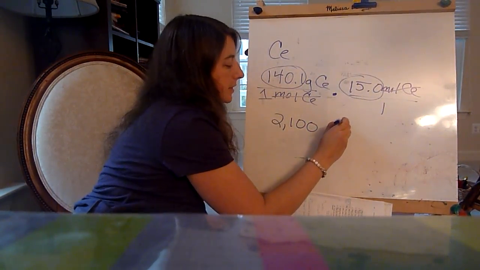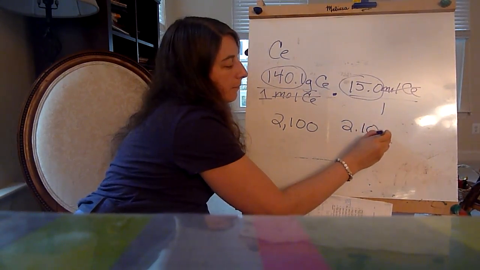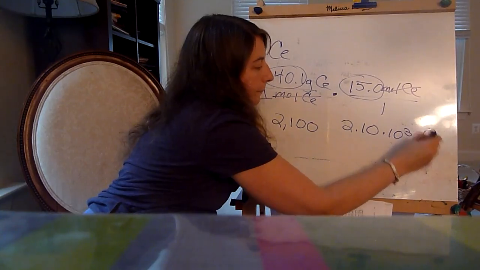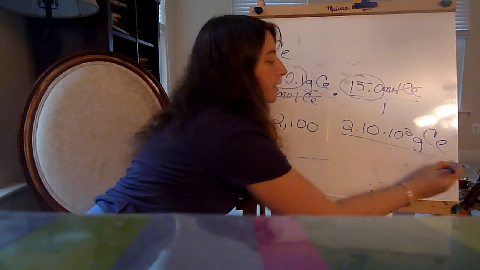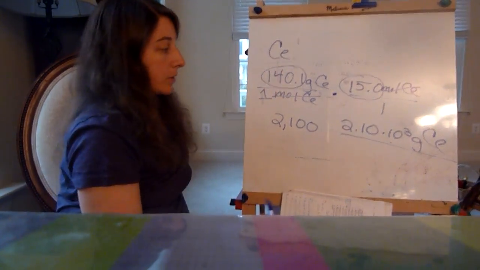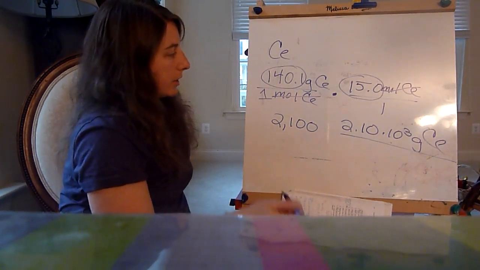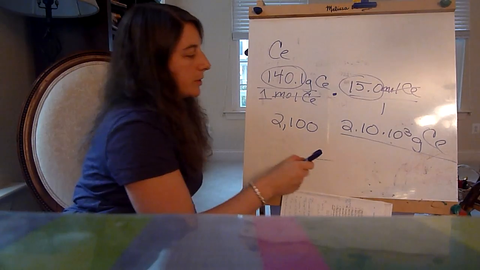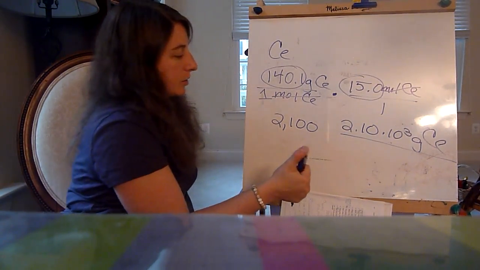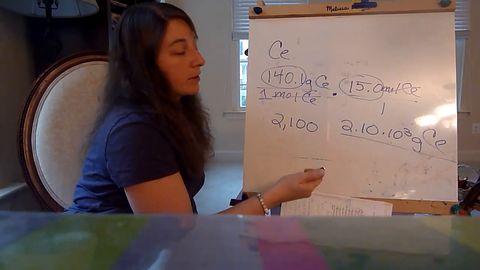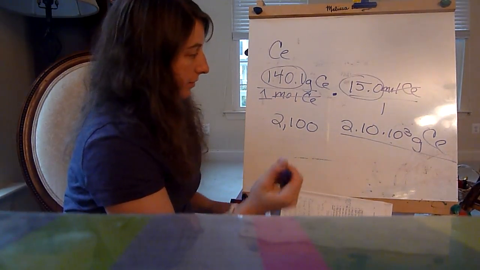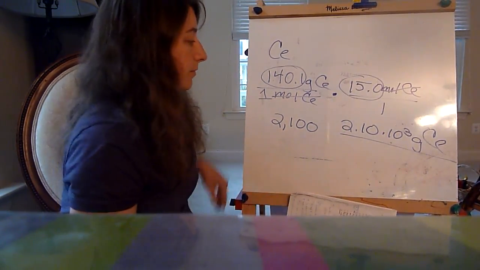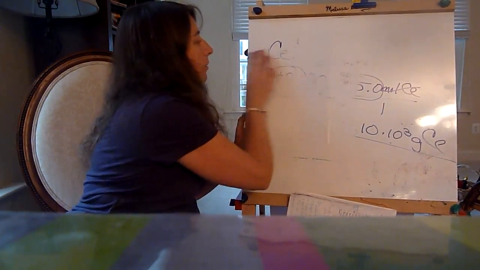So I'm going to have to use scientific notation to write my answer so that I end up with 3 significant figures. So the answer here, 140.1 grams times 15.0, would be 2.10 times 10 to the 3rd grams of cerium in 15 moles of cerium. So make sure you consider significant figures very carefully with that.